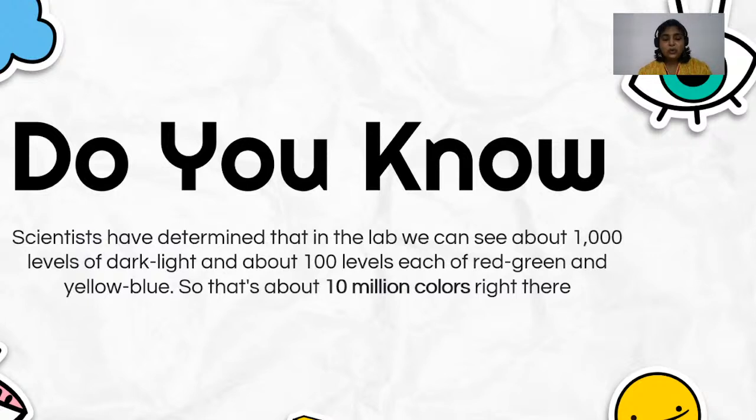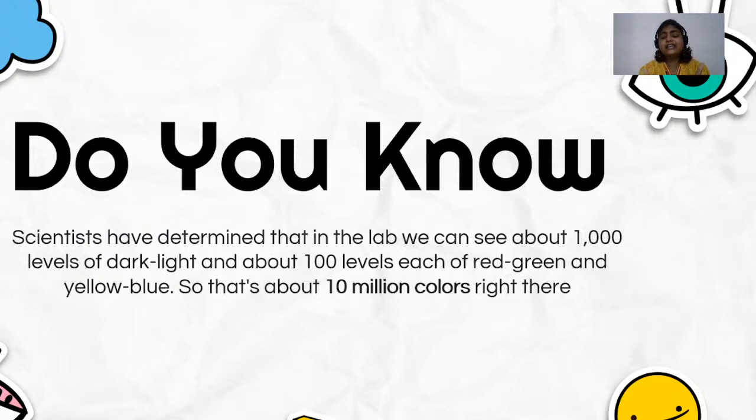Do you know, scientists have determined that in the lab we can see about 100 levels of dark light and about 100 levels each of red, green and blue light. Isn't it very amazing, students? So that's about 10 million colors right there, right?